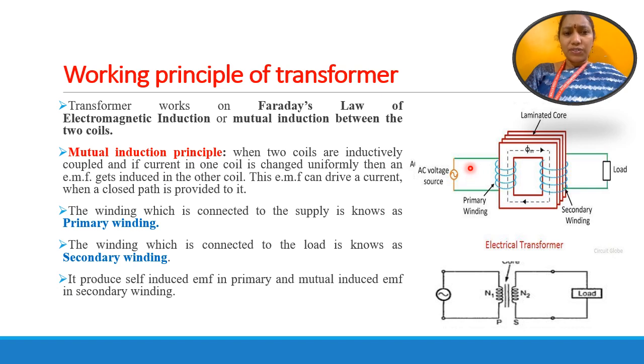Working principle of a transformer. The transformer works on Faraday's laws of electromagnetic induction. According to the mutual induction principle, when two coils are inductively coupled and if one coil's current is changing uniformly, then an EMF is induced in the second coil. This EMF can drive a current when a closed path is provided to it. The winding which is connected to the supply is called the primary winding, and the winding which is connected to the load is called the secondary winding. It produces self-induced EMF in the primary winding and mutually induced EMF in the secondary winding.